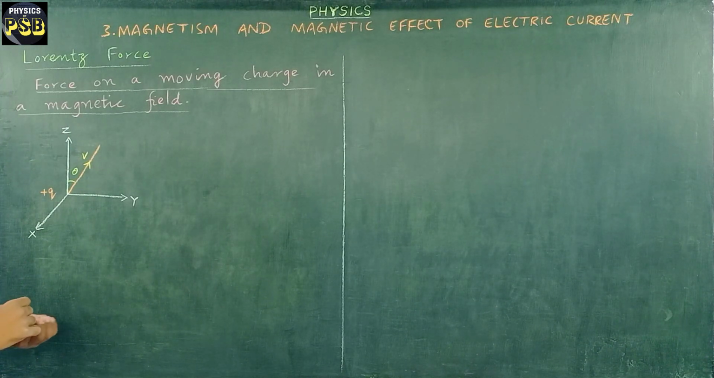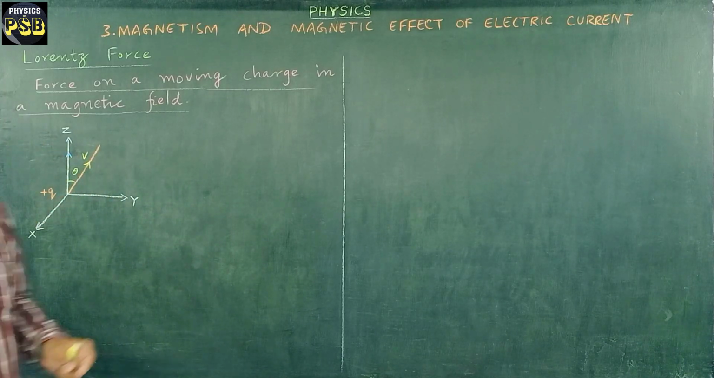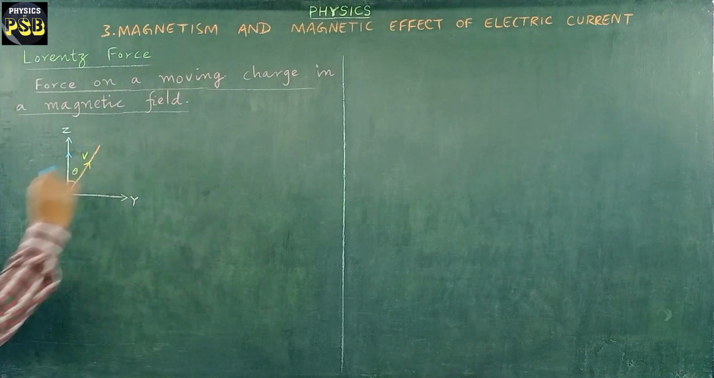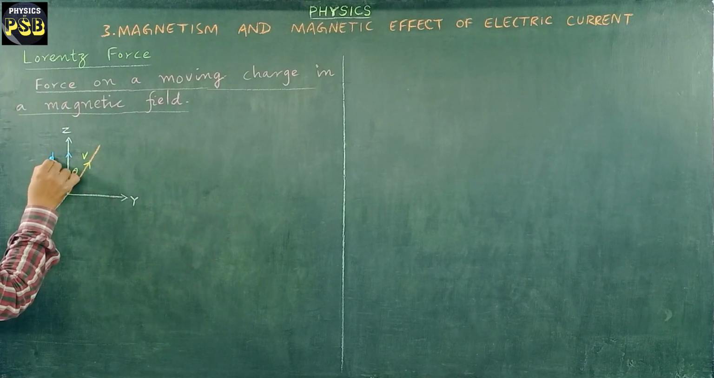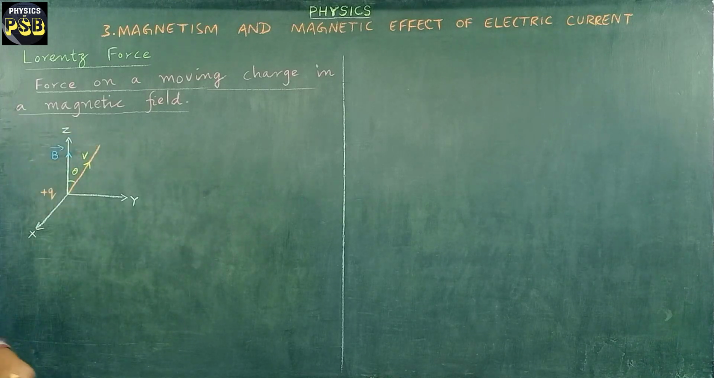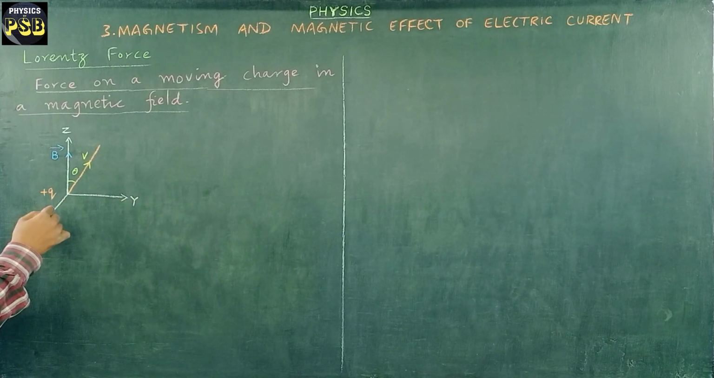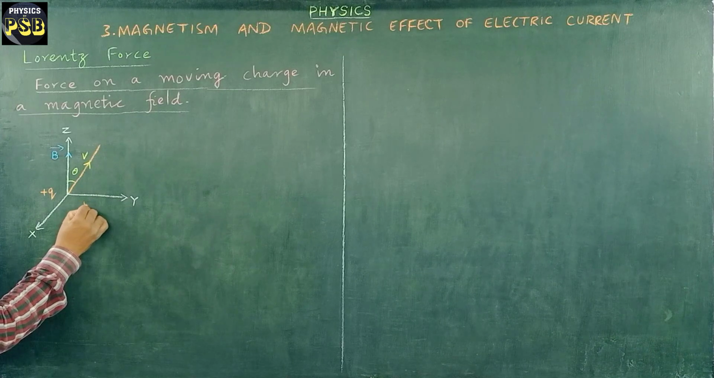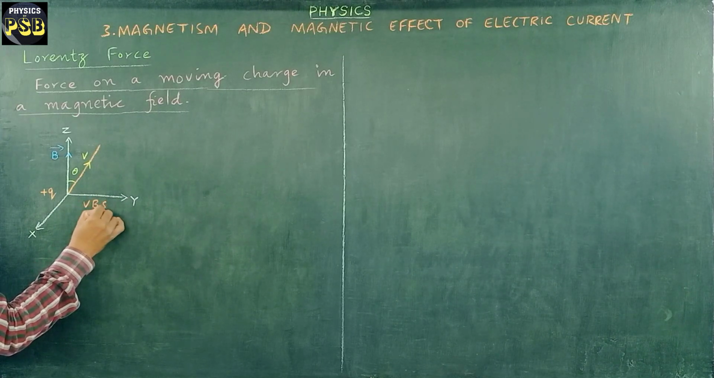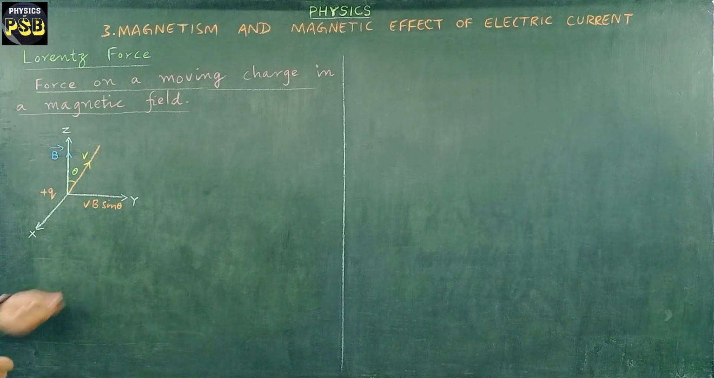And here, I forgot to mention, the uniform magnetic field is considered to be acting along the z-axis. Then along the y-axis we have a V sin theta. What is this? We will come to know that later.